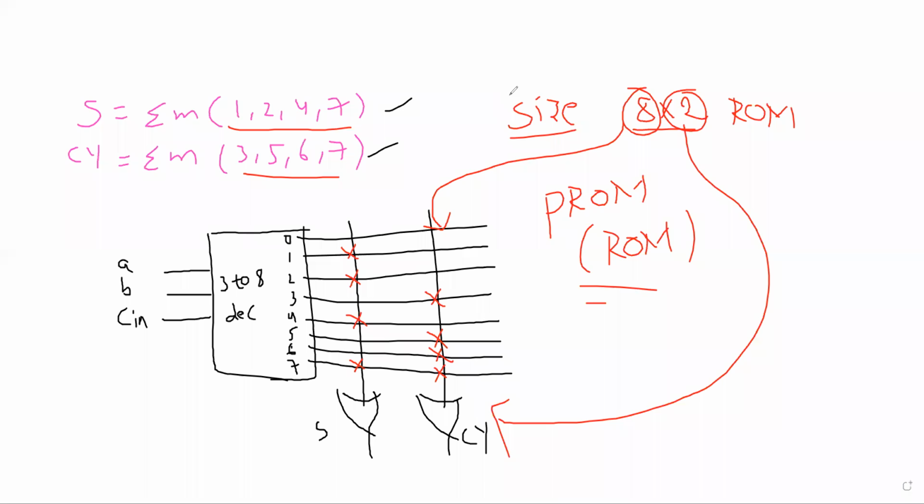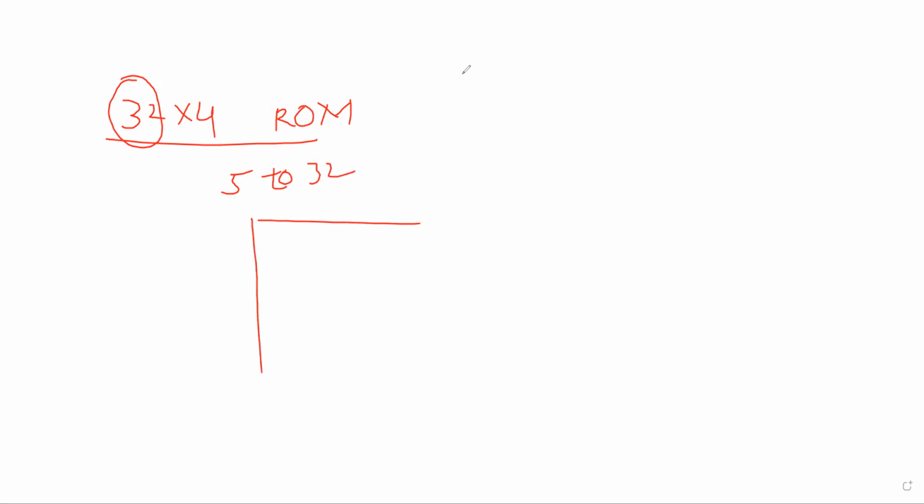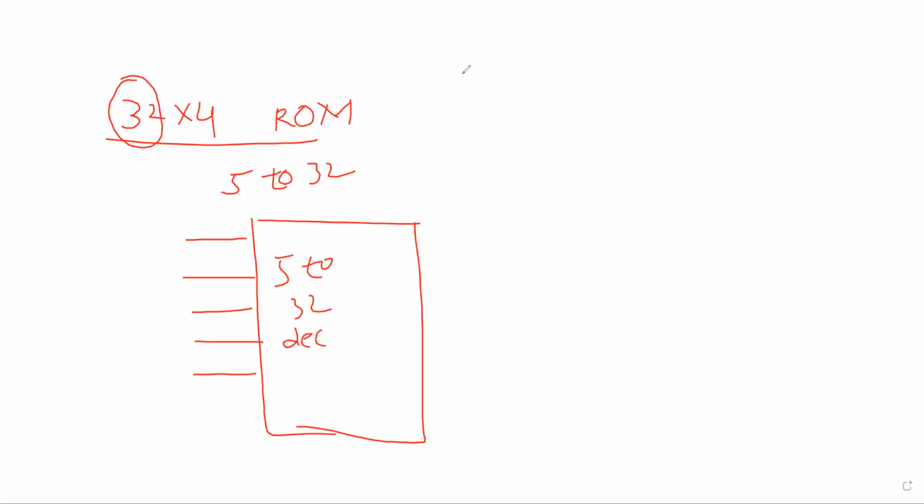Now if they ask to design a 32 by 4 ROM, observe very clearly that 32 is nothing but the output of the decoder, that means we require a 5 to 32 decoder. That means I have to design a 5 to 32 decoder. 1, 2, 3, 4, 5 inputs. This is the 5 to 32 decoder. Now I can have 32 outputs, 0, 1, 2 and so on.